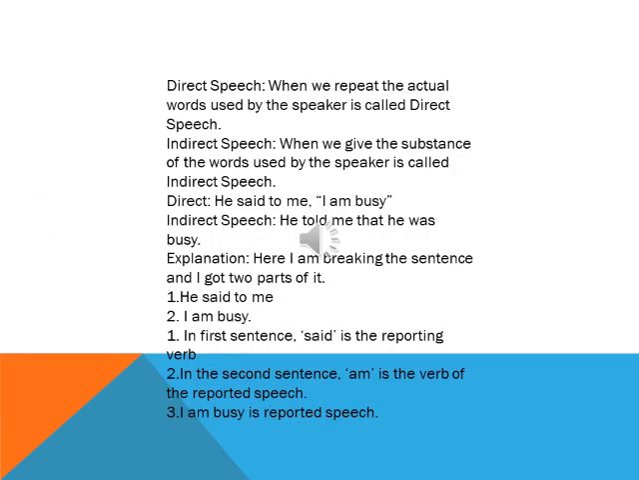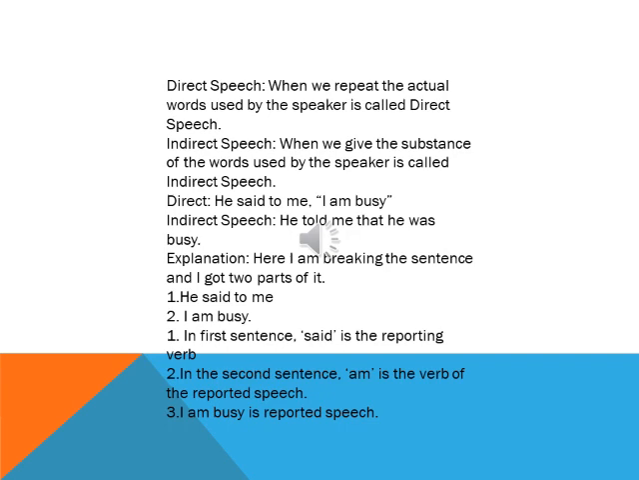In this slide, we will get the definition of direct speech and indirect speech. The definition of direct speech is when we repeat the actual words used by the speaker. This is called direct speech or direct narration. Indirect speech is when we give the substance of the words used by the speaker. This is called indirect speech or indirect narration.